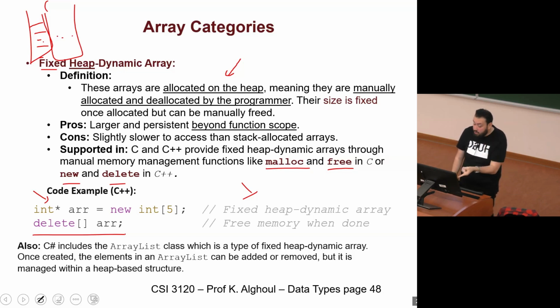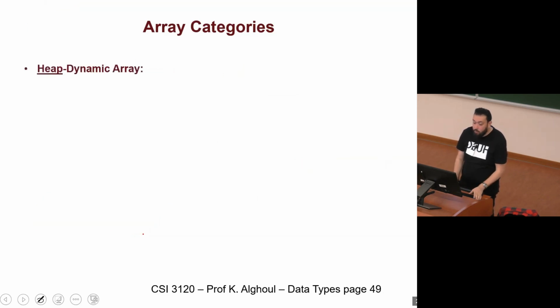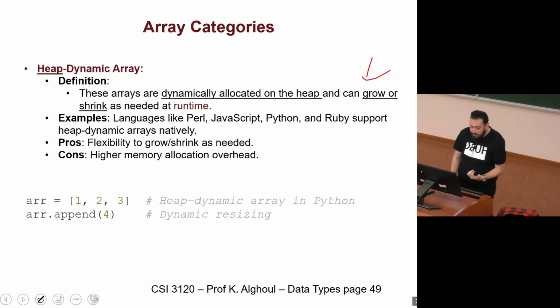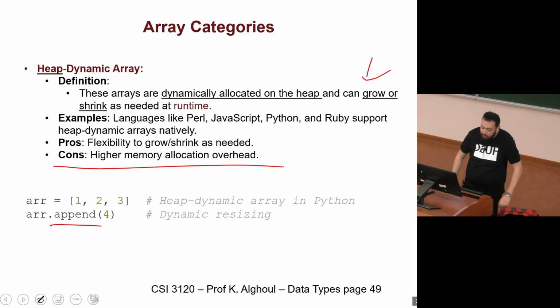Also, C# uses a fixed heap dynamic array, but it's more built-in. If you call not the normal array but the ArrayList, it will usually do everything for you. The last one is the heap dynamic array, the one that is fully dynamically allocated in the heap, and it grows or shrinks at runtime, as we said. This is like in Python, for example, where you just do .append and you're growing the array. This happens by itself, and it grows and shrinks as needed. What is the disadvantage? Higher memory allocation overhead. So we need to do the allocation.